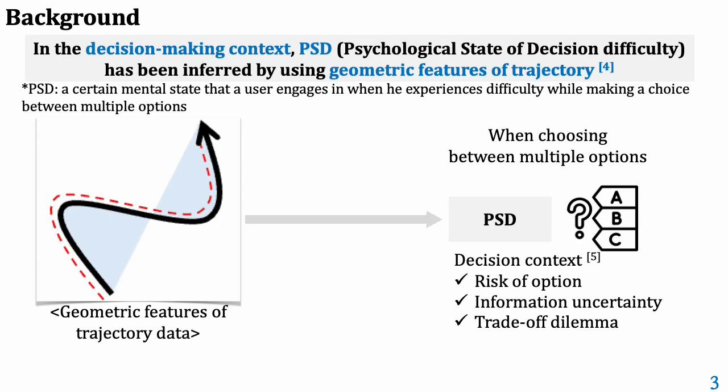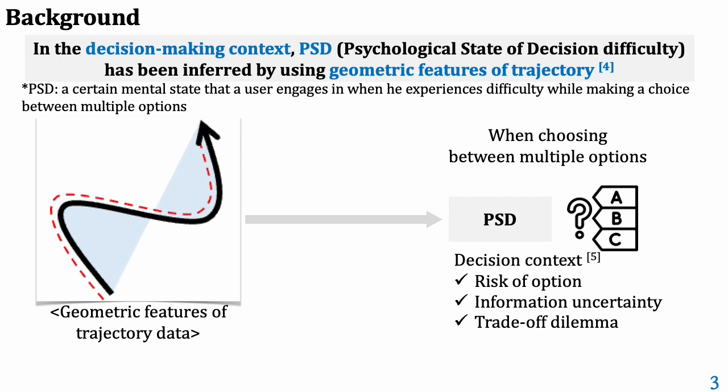In a decision-making context, PSD has been inferred by using geometric features of trajectory. PSD stands for the psychological state of decision difficulty. It is a mental state in which a decision-maker faces difficulty while choosing between multiple options. For example, in the business and psychological domain, trajectory data have been used to infer decision-makers' PSD in the context of gambling or consumer choice.